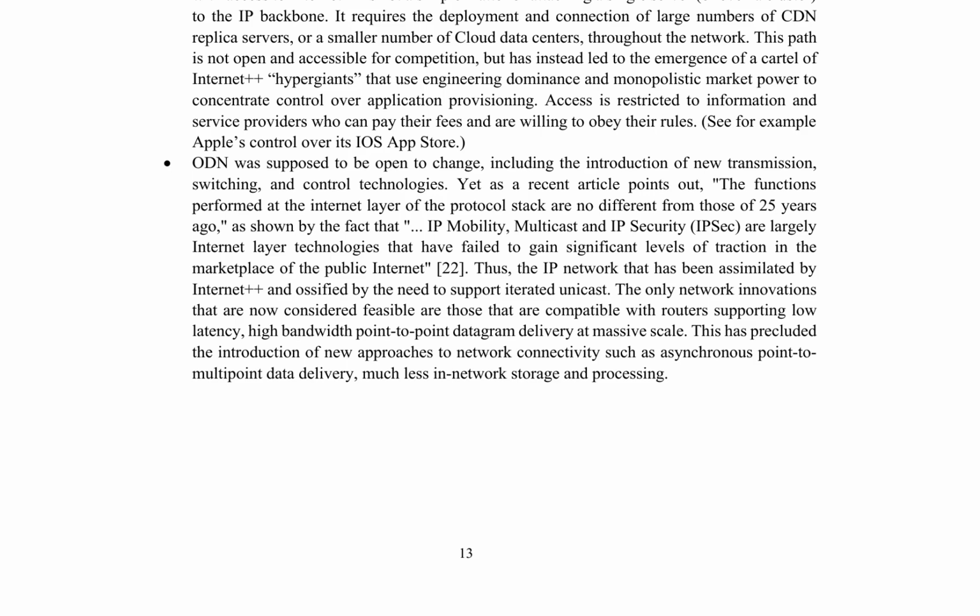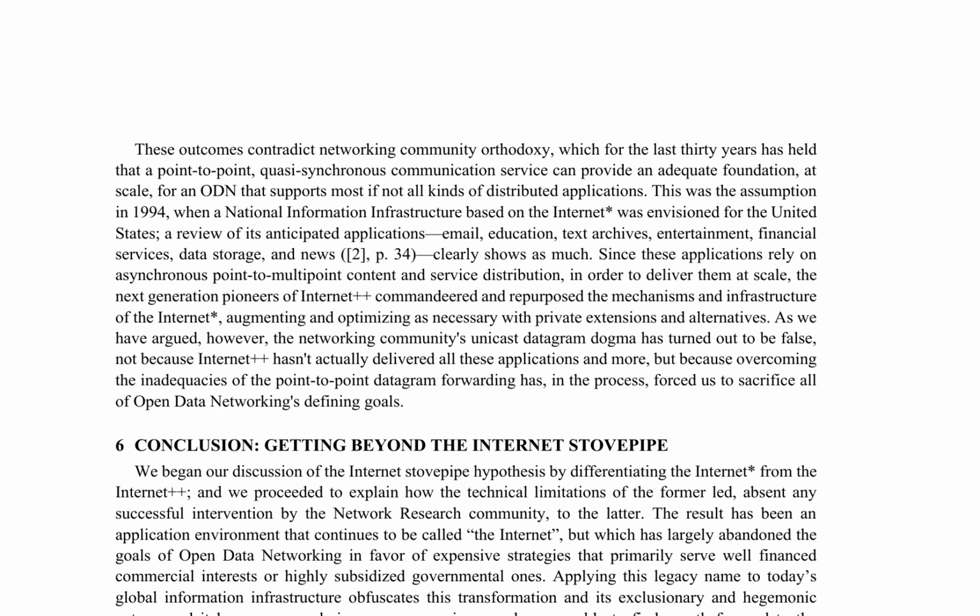Access is restricted to information and service providers who can pay and comply with rules, leading to a cartel of hypergiants controlling application provisioning. The lack of innovation in network technologies, excluding new approaches like asynchronous point-to-multipoint data delivery, further reinforces this exclusivity. The networking community's dogma, focusing on point-to-point datagram forwarding, has turned out to be false, forcing the sacrifice of open data networking's defining goals.